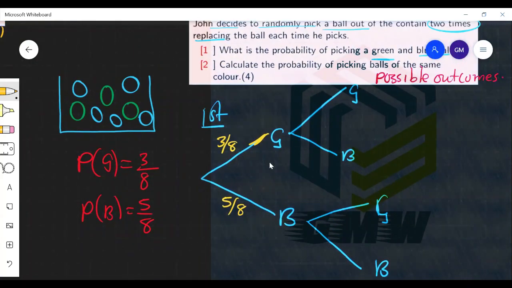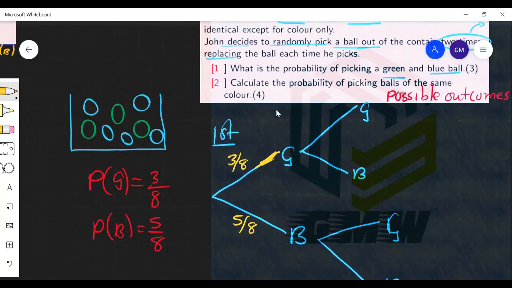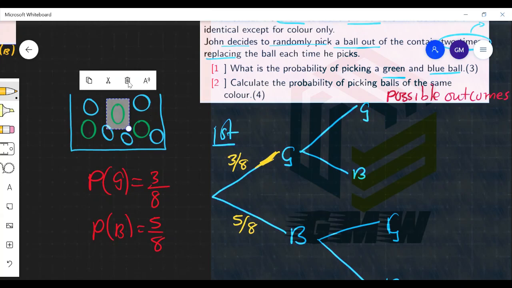Now, as you draw the tree, I want to make a statement that will make sense sooner on the without replacement: you need to follow the same color. Let's say John picks green first. The probability there was 3 over 8. But this is picking with replacement, so he puts it back again. So what is the probability of picking the second time?